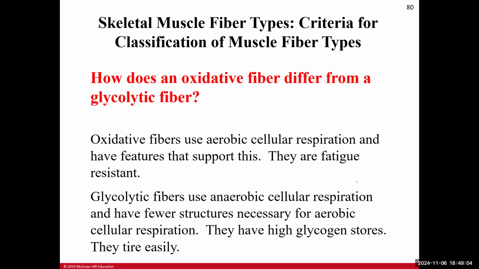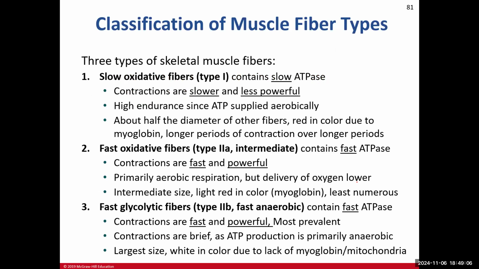All right. Well, let's talk about the 3 types of skeletal muscle fibers. So now we're going to combine. We have slow oxidative fibers, which are type 1, fast oxidative fibers, which are type 2A, and then fast glycolytic fibers, which are type 2B. So now we're just going to combine some of what I just talked about. The slow oxidative fibers, slow meaning they have the slow variant of our myosin ATPase. So therefore, these will contract slower. So slower contractions, less powerful.